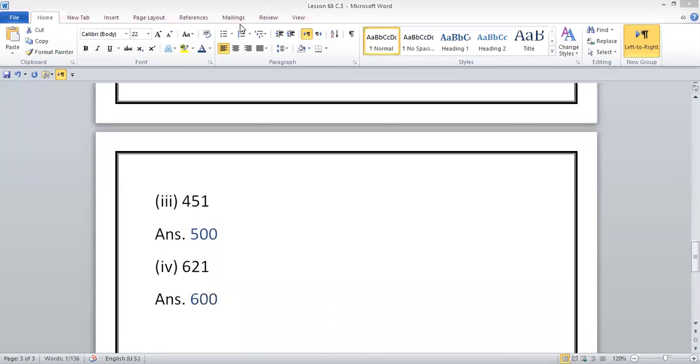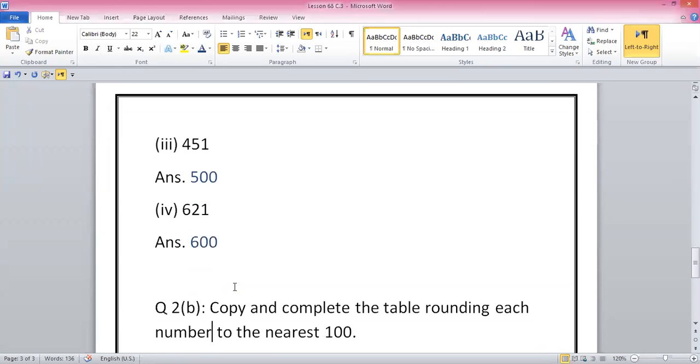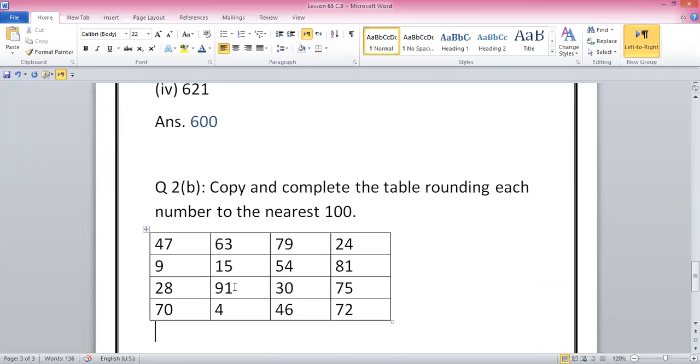Guys, now you have to write question number 2B. Write the question number 2B. Okay? It is 451, 500, and you can check these questions from the book also. And now you know how to round off to the nearest 100. I'm going to write the question.